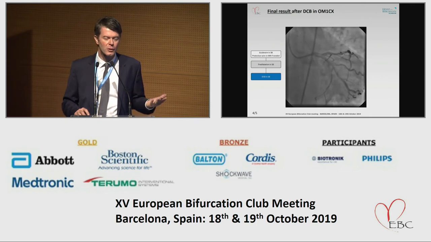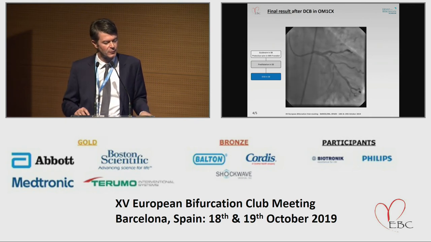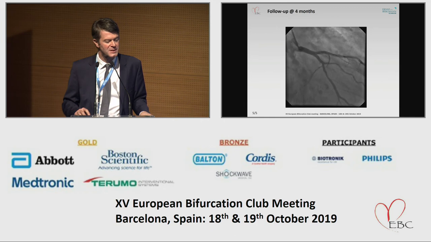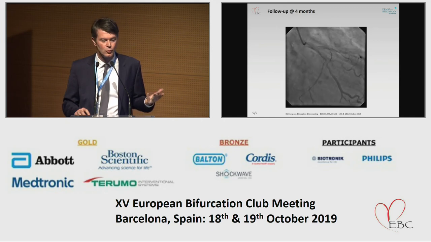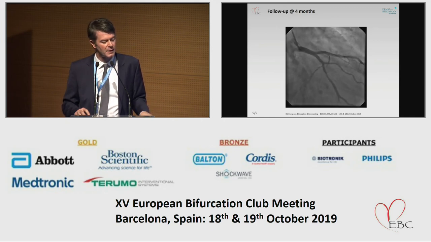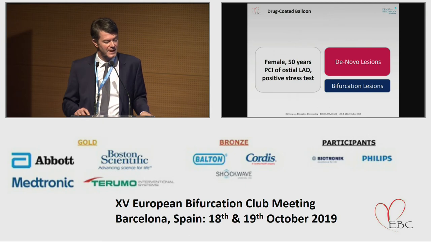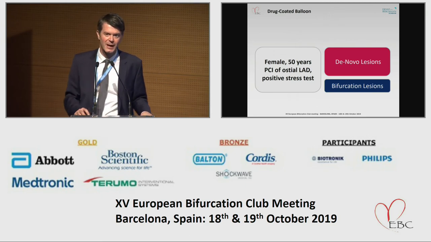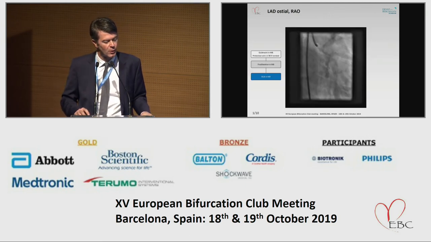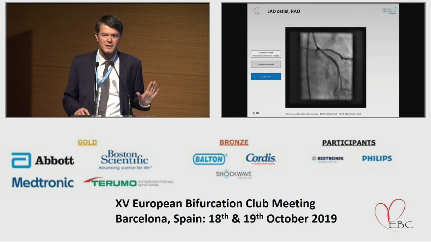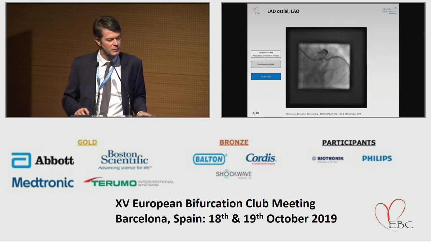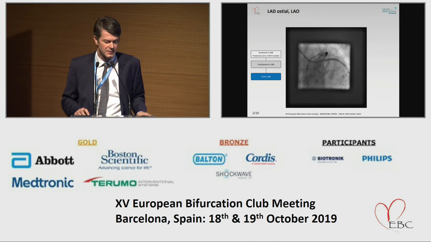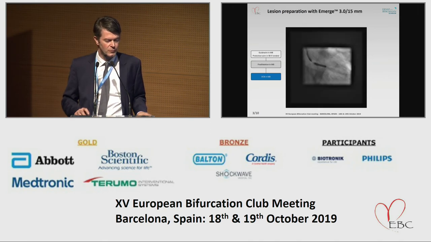I think in the world of DCB, it's a perfect result. We left it like this, and the lady came back 4 months later, and we see the positive lumen enlargement and the positive remodeling. The second case, this 50-year-old lady, came with a positive stress test for the anterior wall. In the AP view, you might agree it's a moderate lesion, but in the lateral view, you see it's an eccentric high-grade lesion. So I started with lesion preparation.